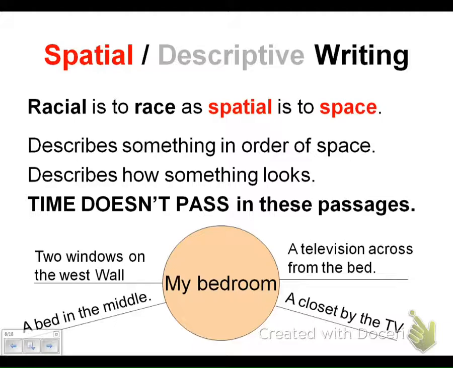Like if you were describing your bedroom, think about where you would start. Maybe you would start at the door, maybe you would start at your closet, but you would describe the order of your space. And it would just be what is there, not over time.